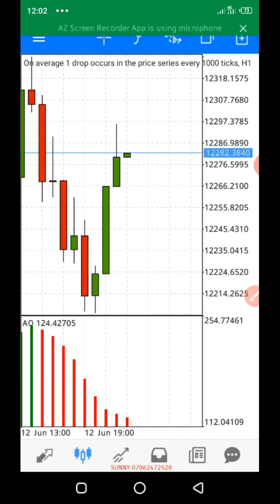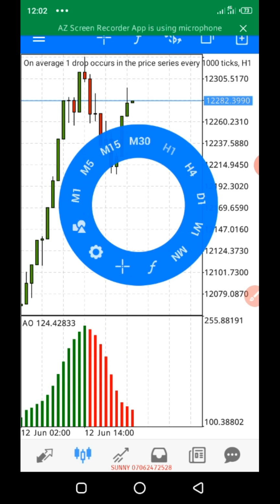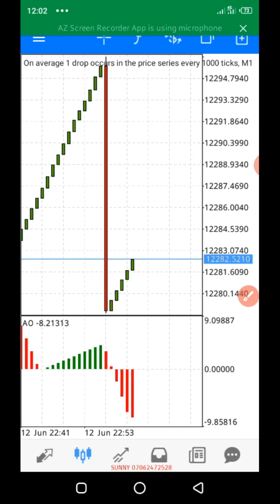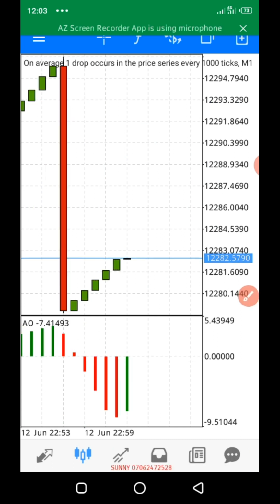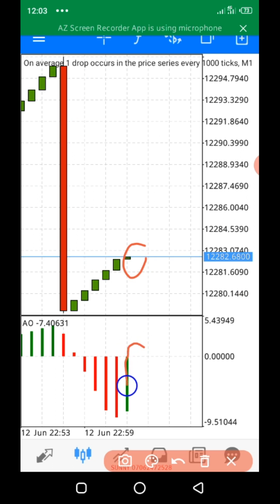Now how does this strategy work? You tap your screen and you go to M1. Remember, you must be on the uptrend in Crash. So I'm going to click on the M1 to go to my 1 minute chart. On my 1 minute chart, let me zoom out very well, you see that for each candle that forms, a new long green or red line will be formed on the Awesome Oscillator.